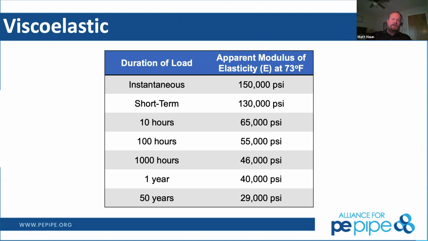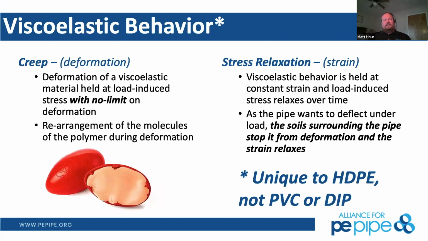You may have a short-term load or a 10-hour load that could be useful when you're evaluating bending or, say, pressure testing or installation loads. So these are things that you're going to break into your design when you design your installations. So viscoelastic behavior, basically the silly putty model, is if you apply or hold a stress on the pipe, it's going to continue to deform without any limit.